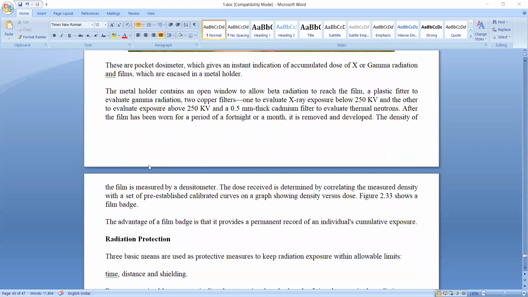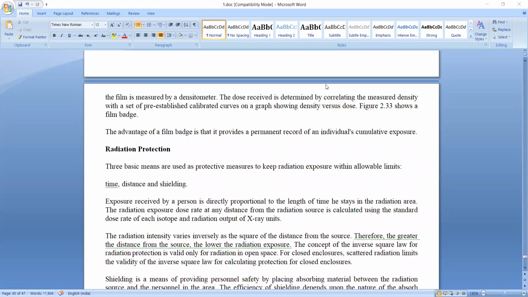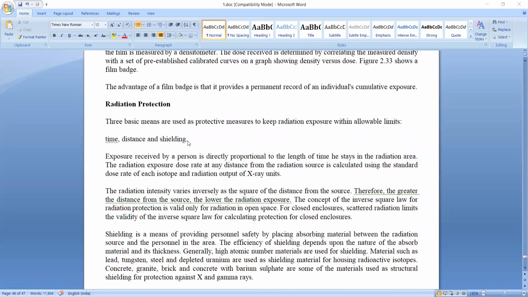Next one, radiation. Here we have three ways to protect the human body from the radiation, that is time, distance, shield. These three parameters are very important for minimizing the exposure of radiation.